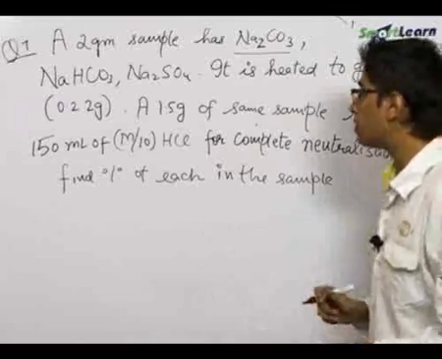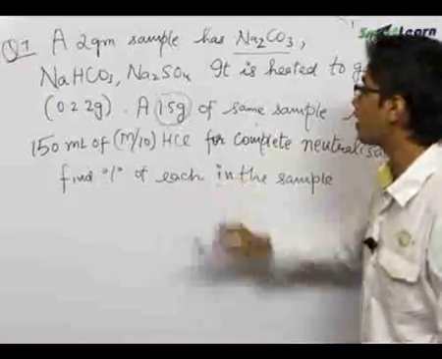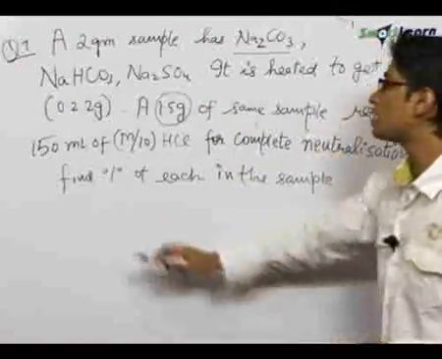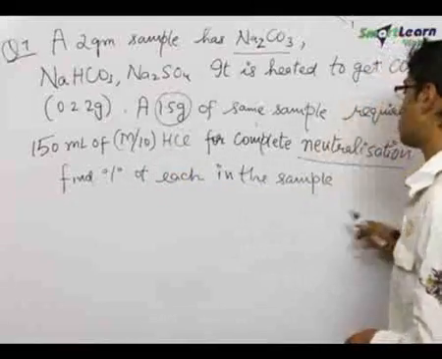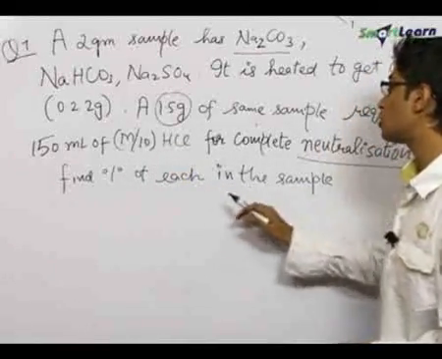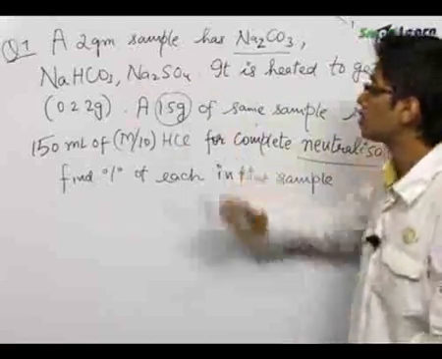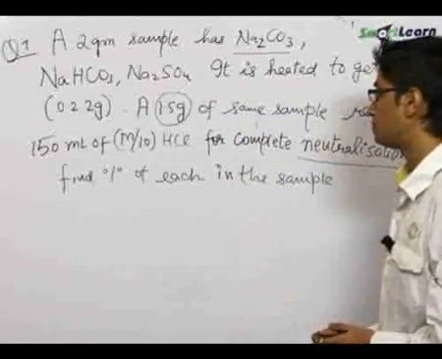Now in a different situation, 1.5 grams of the same sample requires 150 ml of 1/10 molar HCl for complete neutralization. We need to find the percentage of each of these salts present in the given sample.